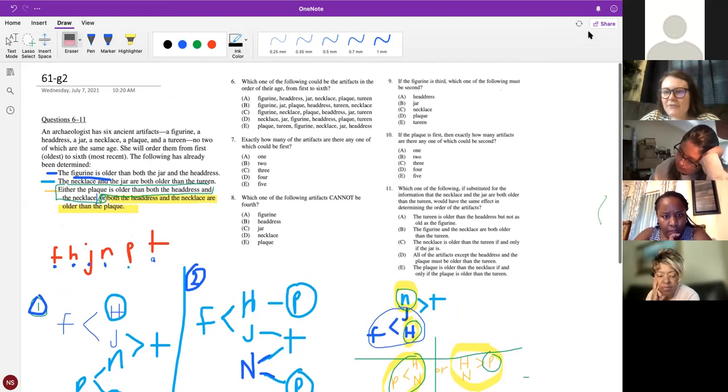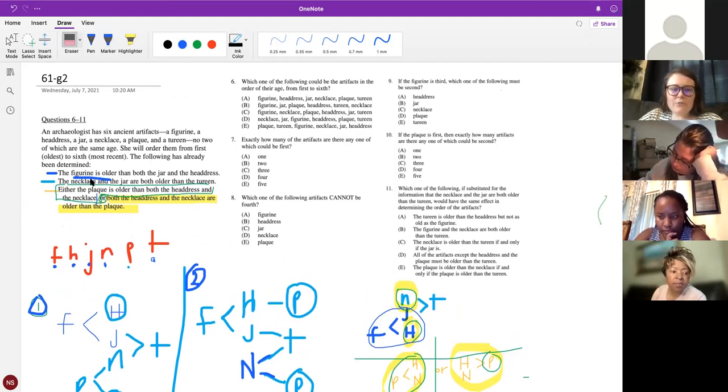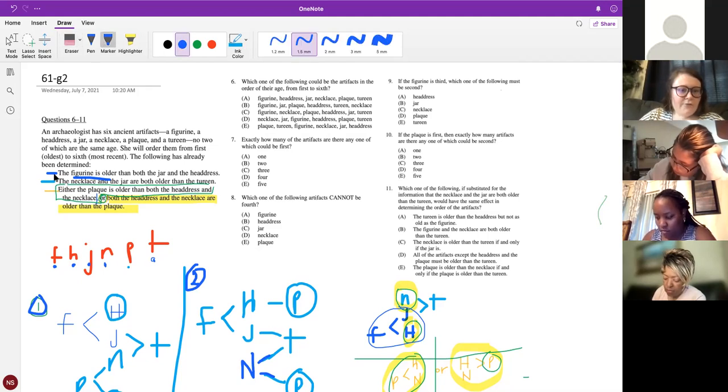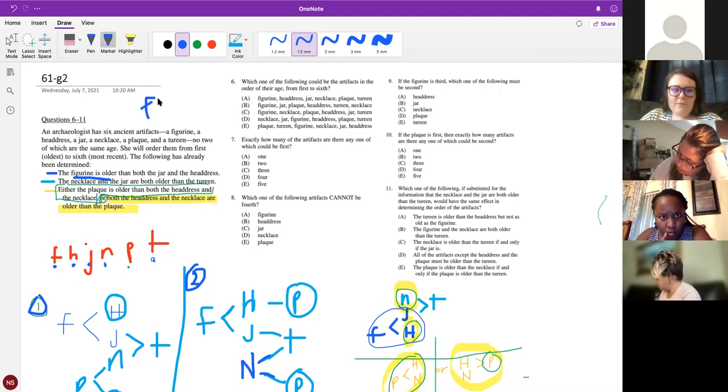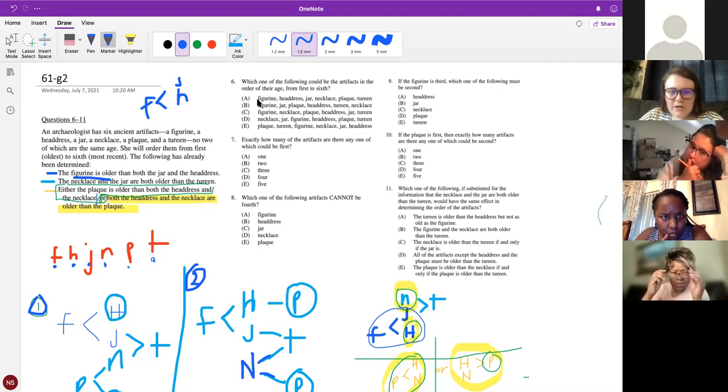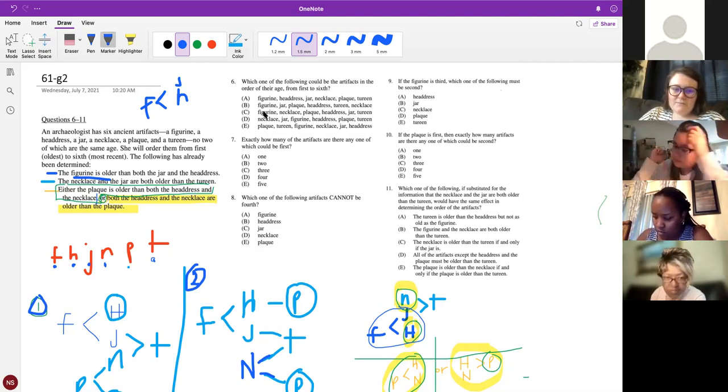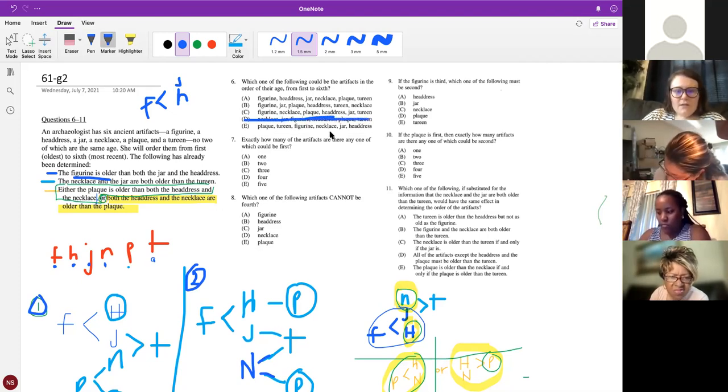How I attack the first question is I actually read my rules again, because I'm someone that can misread rules, and I use it as an opportunity to cross things off fast. So for the first one, it says the F is older than both the J and H. I'm going to look for F being before J and H on these. And if not, I'm going to cross it off. F's first in A, B, C, so I don't even have to read those. But in D, I have J before F, so I would cross that off. And in E, it works. So that's fine.